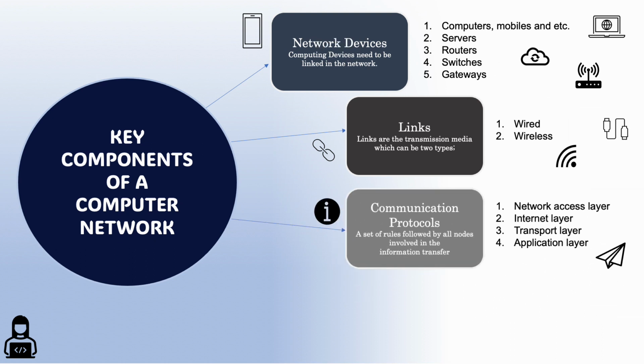The third component is the communication protocols. A communication protocol is a set of rules followed by all nodes involved in the information transfer. Some of the functional layers of communication links are network access layer, internet layer, transport layer, and application layer.